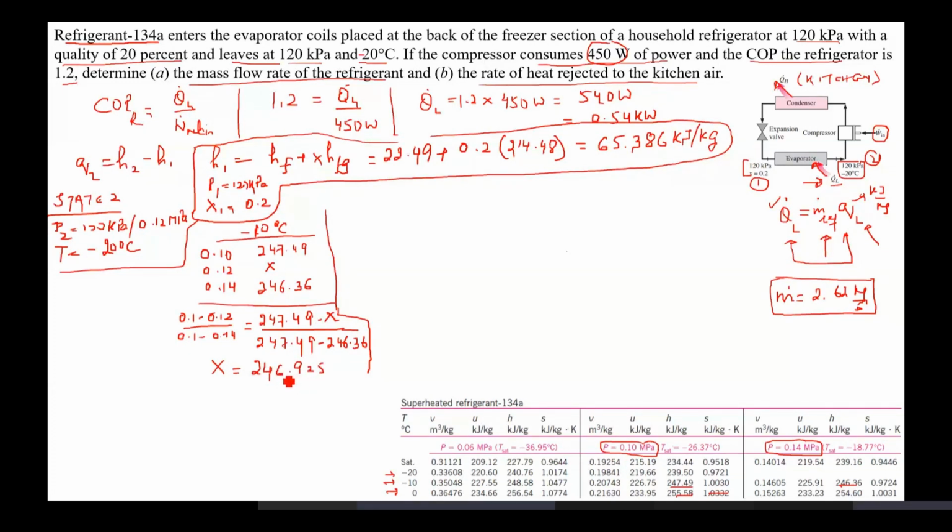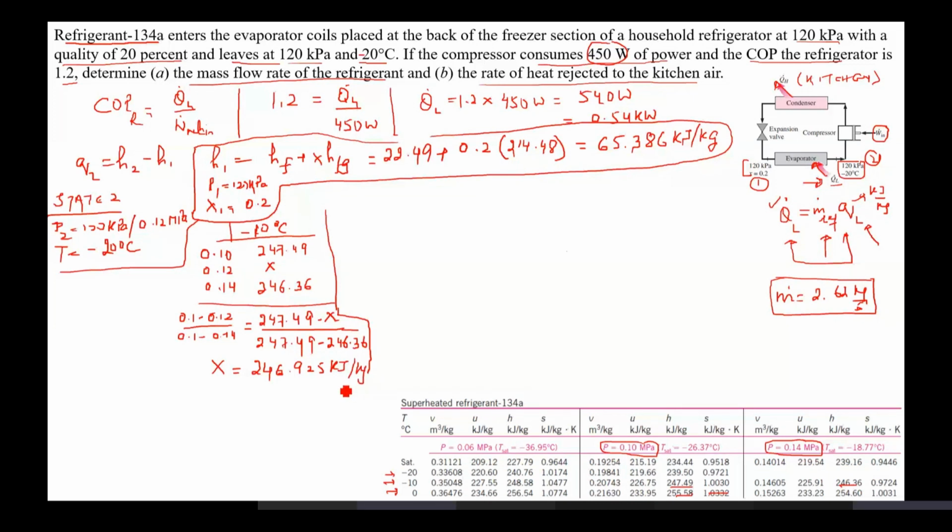Temperature minus 10, 246.925. Sorry, temperature, this is minus 10 degree centigrade. We are first doing it for minus 10 degree centigrade. 246.925, thank you ji. Yes, what is your question, Izhar?